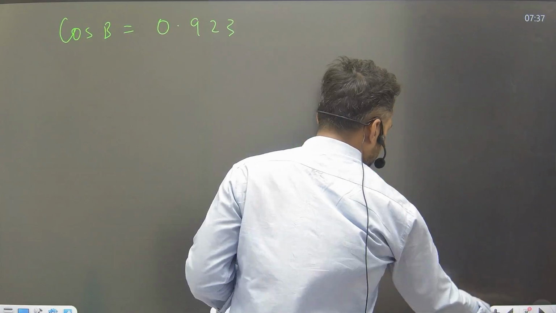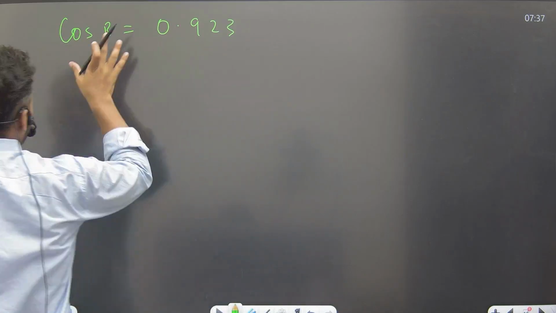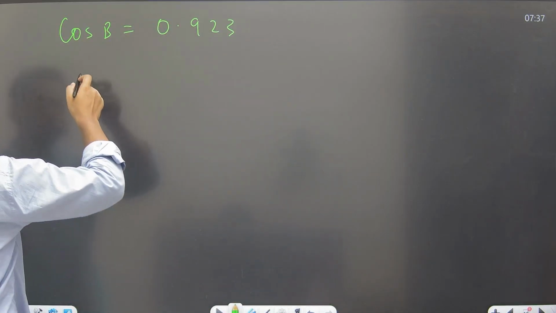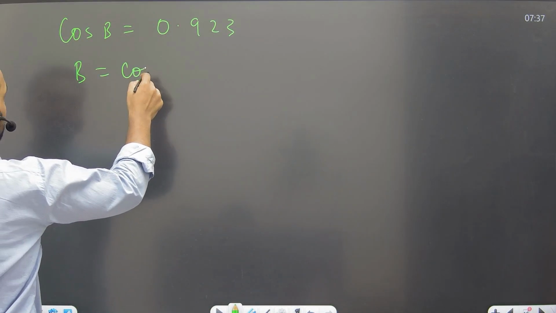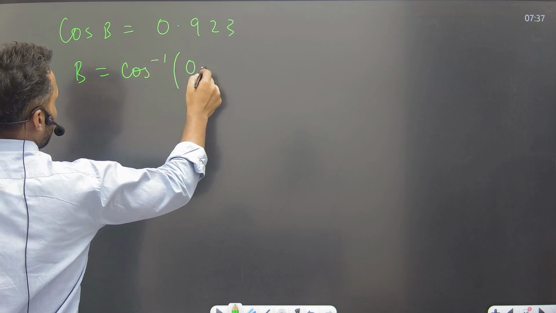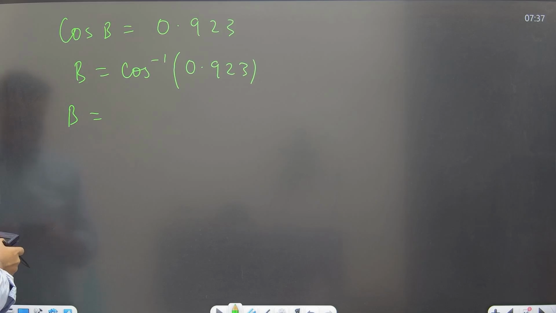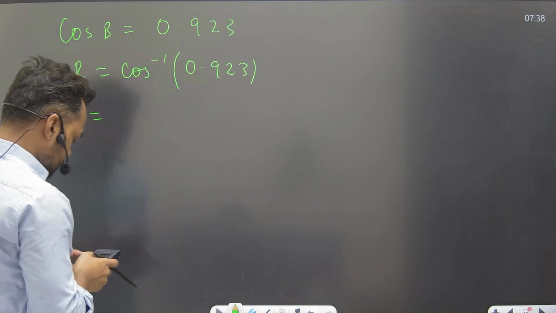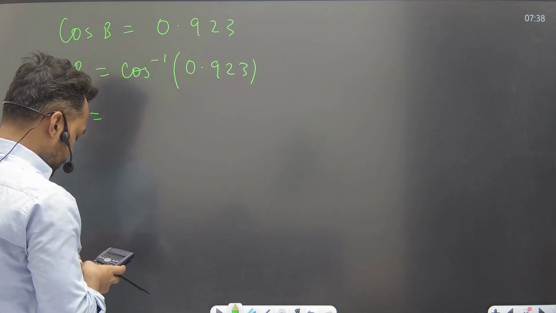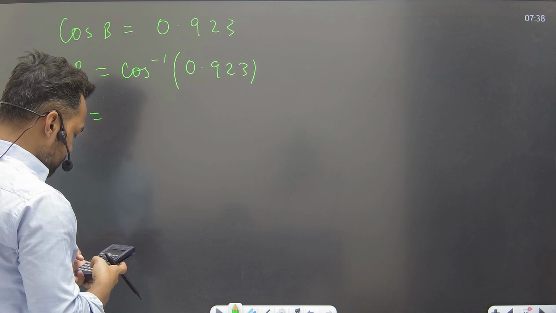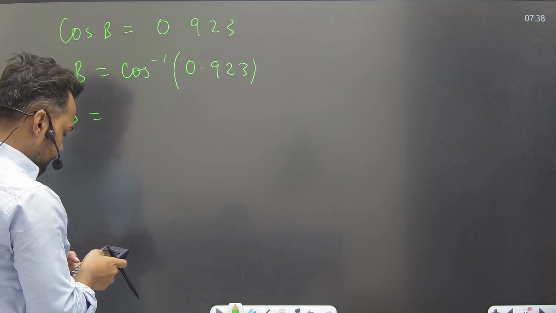So this is not the value which we are looking for. B will be equals to cos inverse 0.923. Okay, so B will be equals to cos inverse 0.923, which will be equals to, wait a sec.